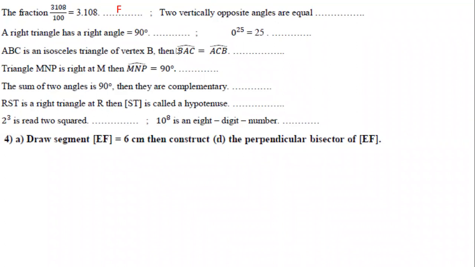Now I will move to Hadi. Adam. Yes, miss. Two vertically opposite angles are equal, true or false? True. Bravo, true. Any two vertically opposite angles are equal. This is true. Yalla, Zein.